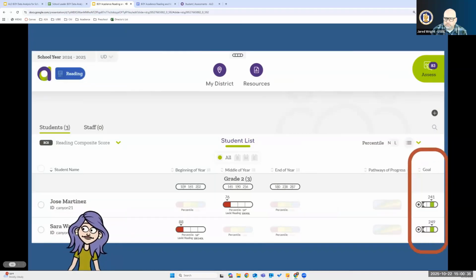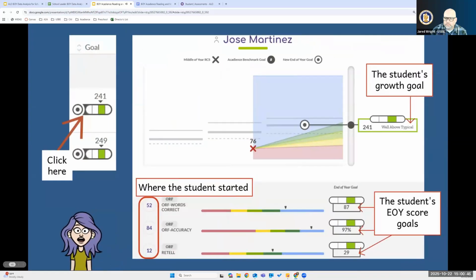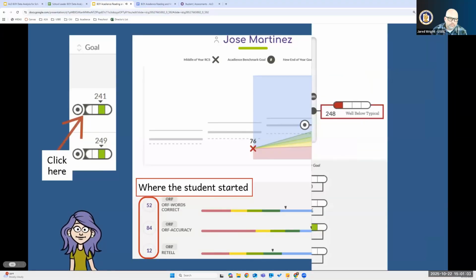Now, let's get to the practical application and walk through the step-by-step process of setting these goals directly within the ALO platform. First, navigate to your student list and locate the goal column on the right-hand side. Click on the student's goal, and this will open the goal setting utility. On the left, you will see the student's starting performance. And on the right, using the sliders, you will see the student's end-of-year goals. This is your command center.